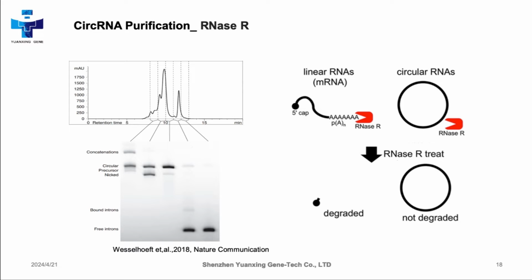RNase R is an exoribonuclease that can digest linear RNA from the 3-terminal to the 5-terminal, but does not digest circRNA. In the circRNA produced by the IVT, the main contaminants are the precursor RNAs, the nicked RNAs, and some introns. By employing the RNase R to enzymatically digest these linear impurities, we can isolate the circRNA with high purity.